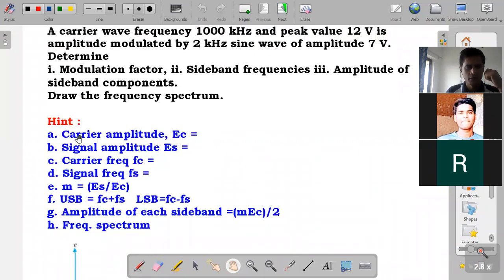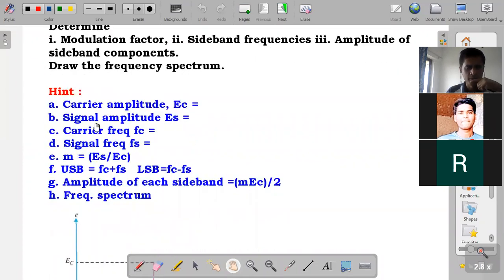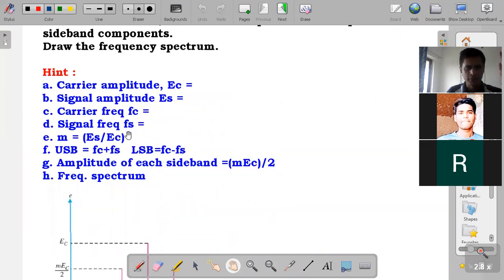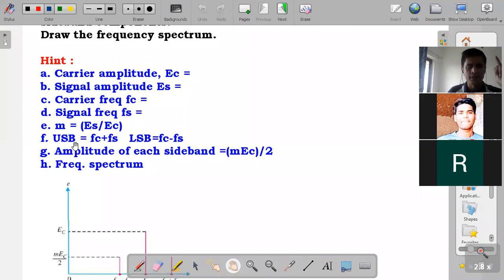Now see, these are the data you can find based on this problem. First find carrier amplitude, that is Ec, signal amplitude denoted by Es, carrier frequency denoted by Fc, signal frequency denoted by Fs. Okay. Now modulation factor, dear student, denoted by small m, and that is equal to Es upon Ec. Next is USB. USB stands for upper sideband frequency, that is Fc plus Fs.